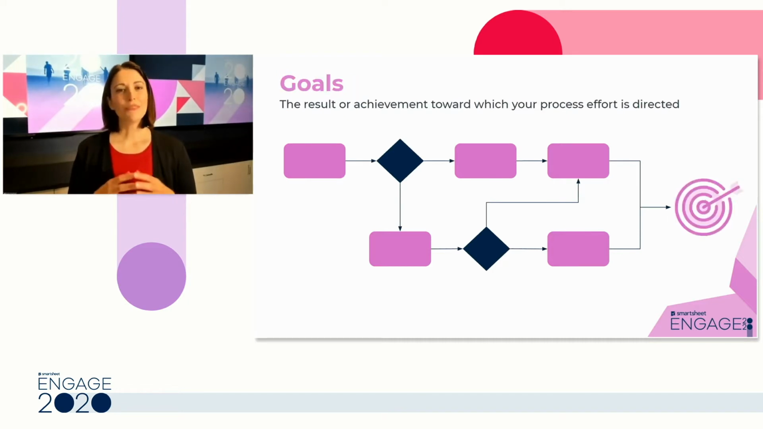Next is my goal. I really want to clearly define my goal. How do I define success for my process? And the goal should be something that is measurable. So whether it's an end date, whether it's a launch, whether it's an event, whatever it is, you want to make sure that the goal is clearly defined and clearly measurable for your process.